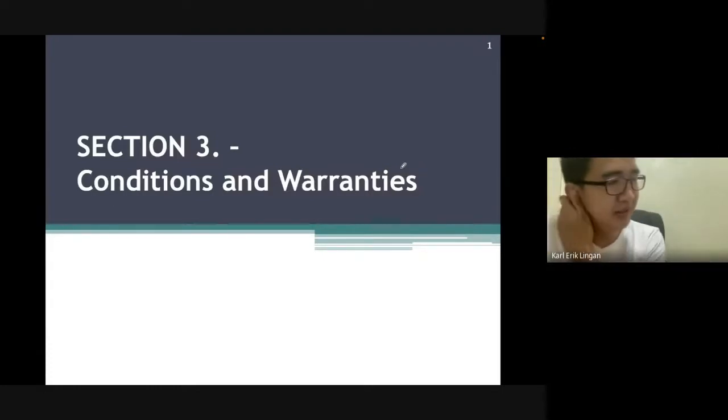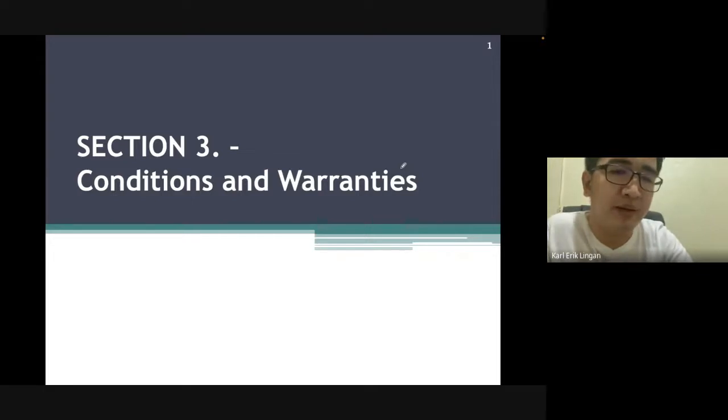Welcome. So, finals na. I hope I can finish the whole subject, but I will try my best to cover as much topics as I can. We're already done with the first part, the obligations of the vendor. Hopefully, matapos natin. Currently, we're on Section 3, conditions and warranties, as part of the obligations of the vendor.